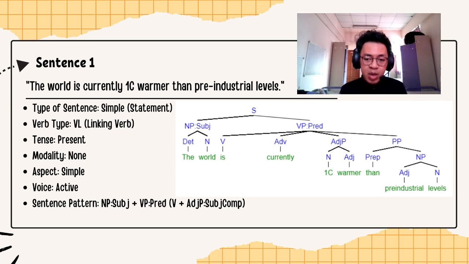And then pre-industrial levels. This is a prepositional phrase that provides a comparison. So this sentence is structured as NP subject plus VP predicate, where the verb phrase contains an adjective phrase and a prepositional phrase acting as modifiers. Even though it's a simple sentence, it conveys detailed information about the change in temperature over time.